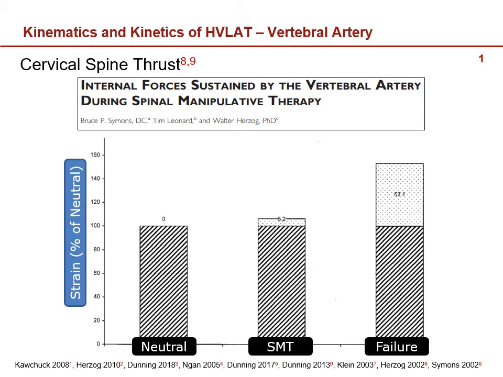And so it's only approximately 12%, if you were going to do the math, of the relative strain that the SMT put on the vertebral artery. And this 12%, as we saw, was comparable to that of rotation and VBI testing.